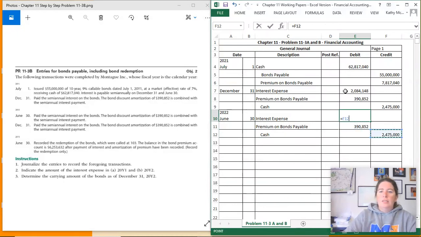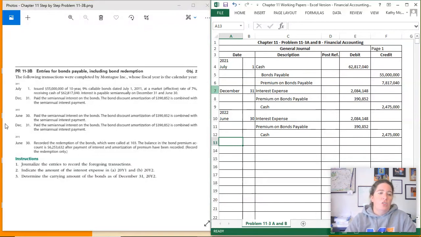Interest expense is this one minus, whoops, this one. Oh my goodness. Okay, so again, identical equation, identical journal entry, okay?